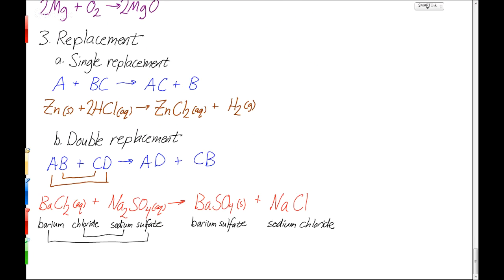And then you can go back and put the formulas together. If you just did it from the formulas, you might end up with Na2Cl2, but that's not sodium chloride. Sodium chloride is NaCl. We do have to balance this, so we would put a 2 here.